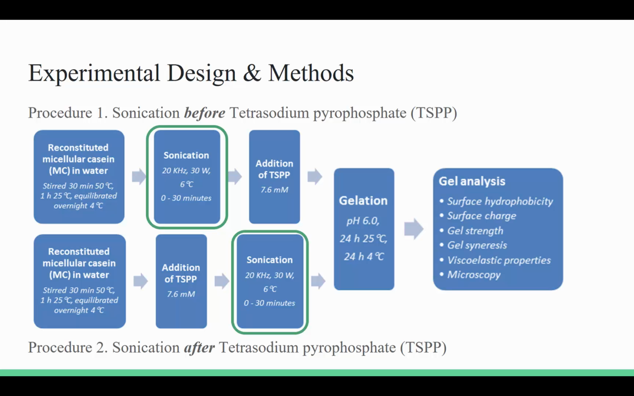The paper had two main experimental schemes, and they just vary in the steps of the process. They both started by dispersing the micellar casein in water, and then the first method sonicated it, and then they added tetrasodium pyrophosphate, or TSPP, which is an emulsifying salt. This is a GRAS-approved food ingredient used in processed cheese, and I saw that it's in different meat batters and things like that. So it is in use a little bit.